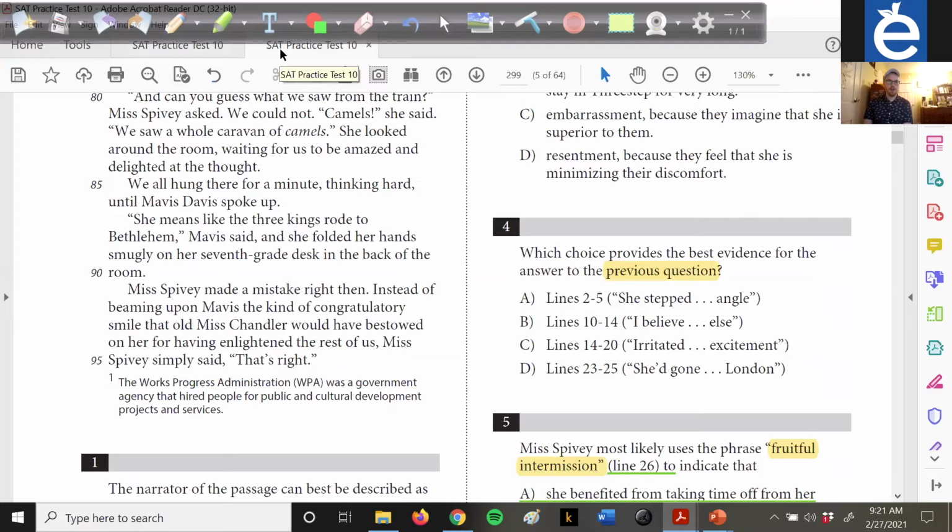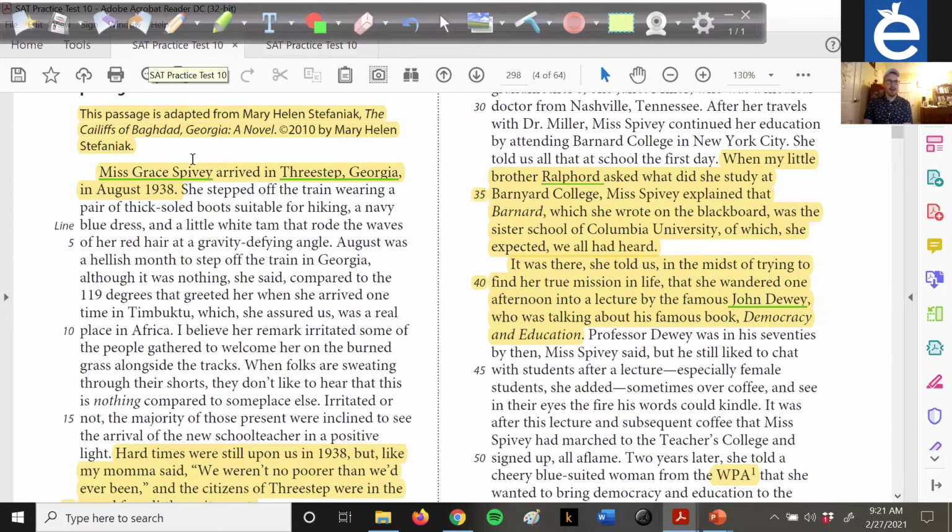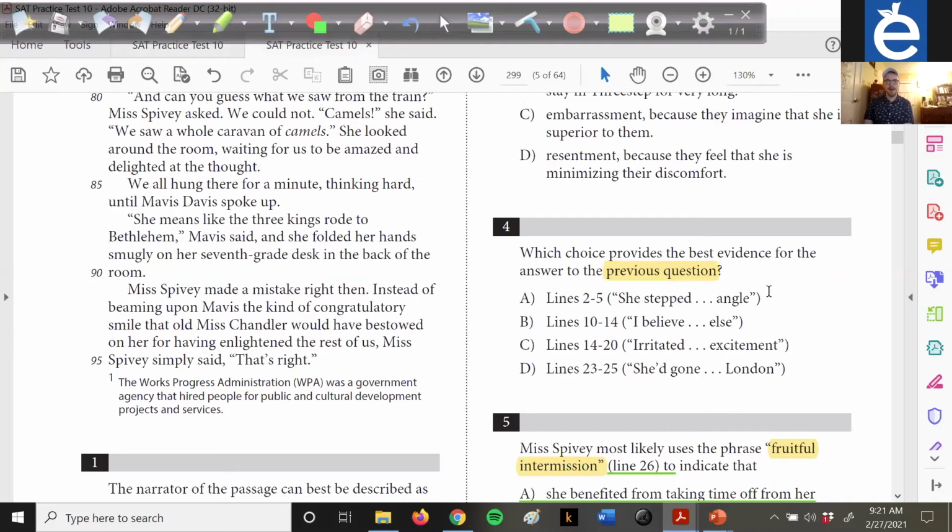Right, starting with "she stepped" and ending with "angle." She stepped off the train wearing a pair of thick-sole boots suitable for hiking. Oh yeah, we read this. This is just all describing her physically. Little white tan that rode the waves of her red hair at a gravity-defying angle. Well, that has nothing to do with her comments about the heat. Has nothing to do with anything, really.